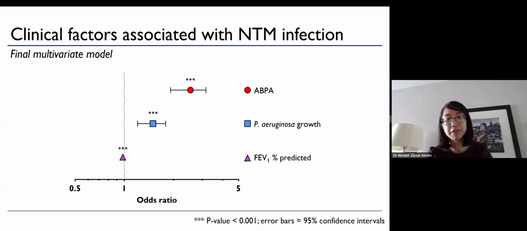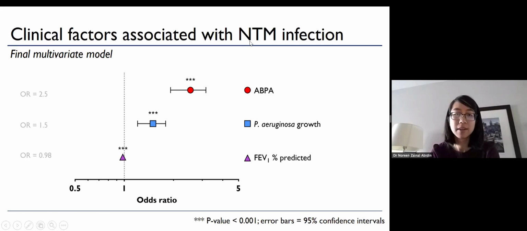And in the final multivariate model, only these 3 factors remain significantly associated with NTM infection. And here are the odds ratios for each of those, with ABPA again having the highest odds. And just for clarification, as FEV1 is a numerical variable, what we mean by an odds ratio of 0.98 is that a 1% increase in FEV1 resulted in a 2% decrease in the odds of having NTM infection.